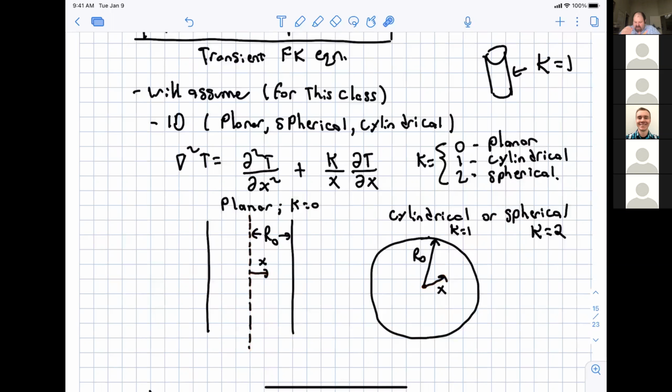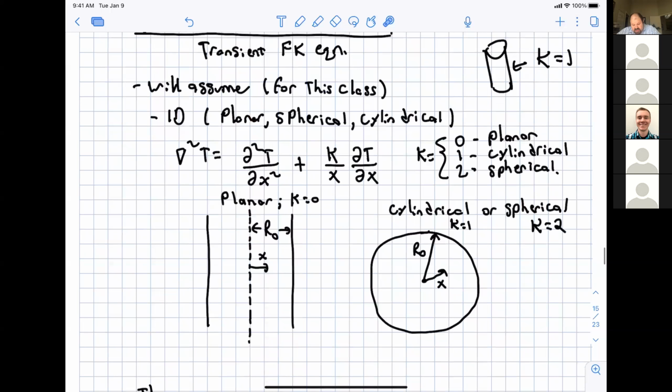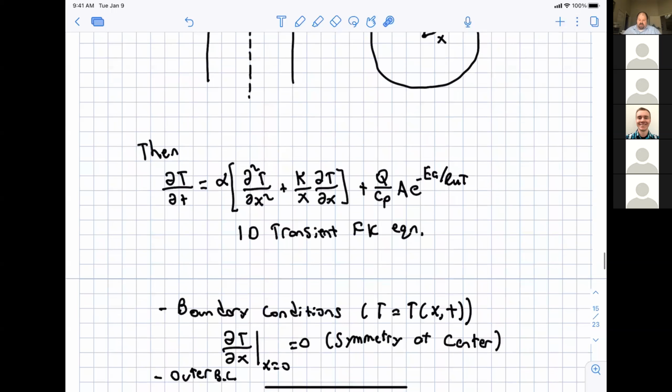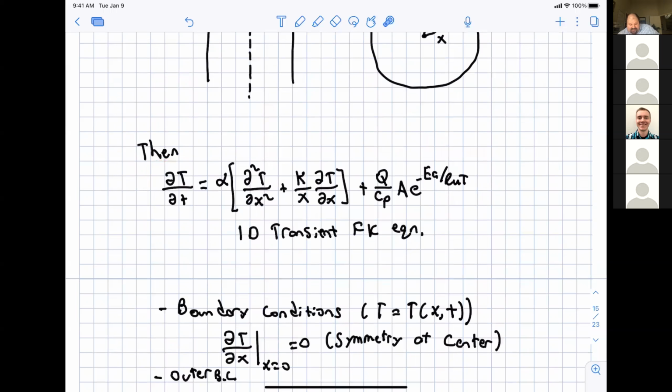Basically R naught is the half thickness of our planar slab, or it's the outer radius of the sphere or cylinder. Okay, so are there any questions with this? Then I'm going to take this here and substitute it in. And our 1D transient Frank-Kamenetsky equation is basically right here.